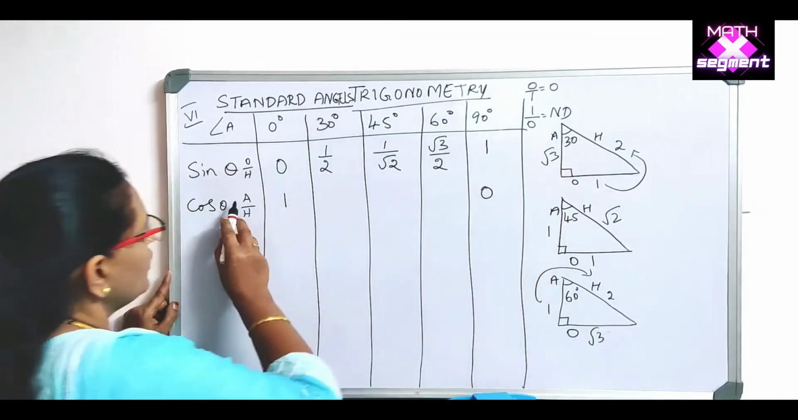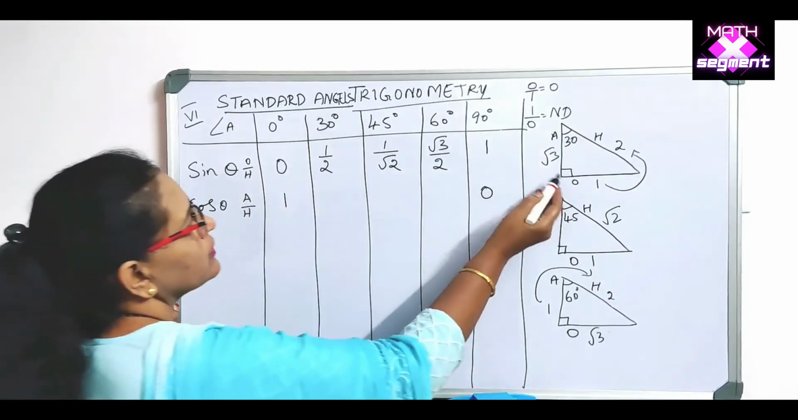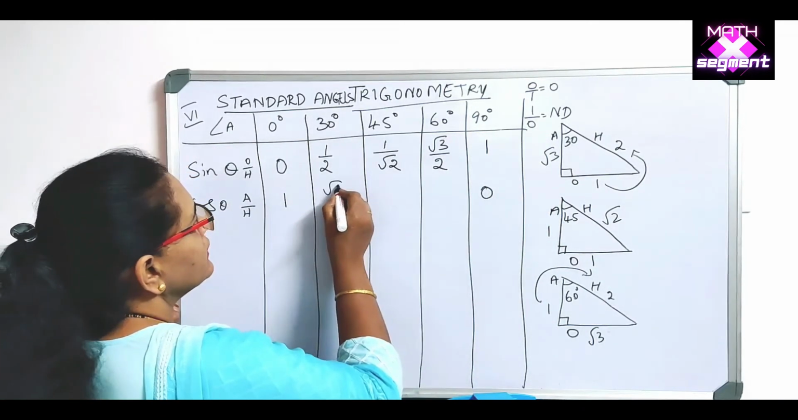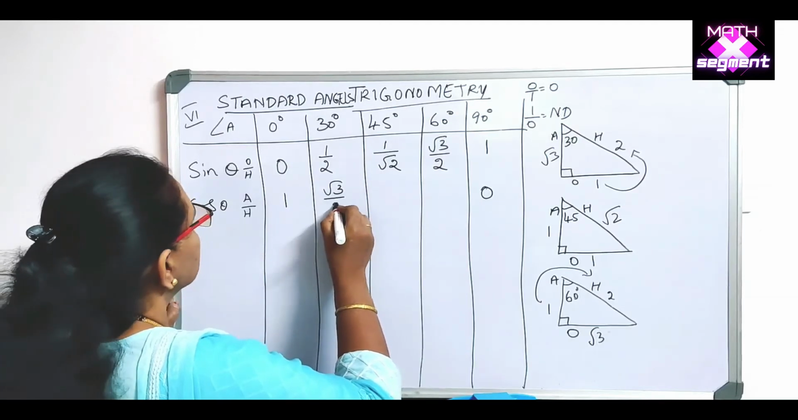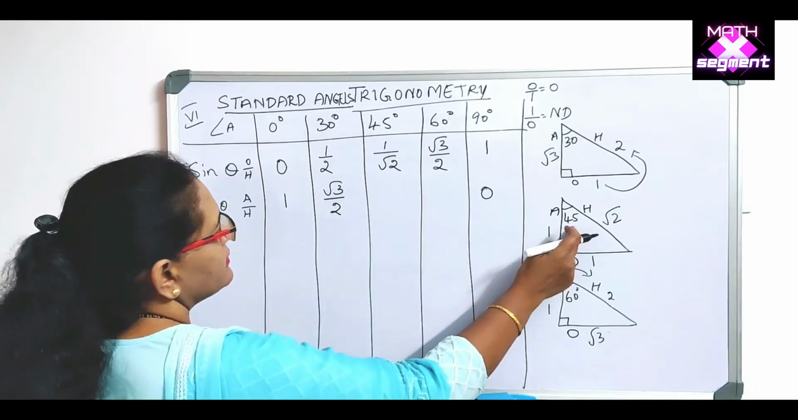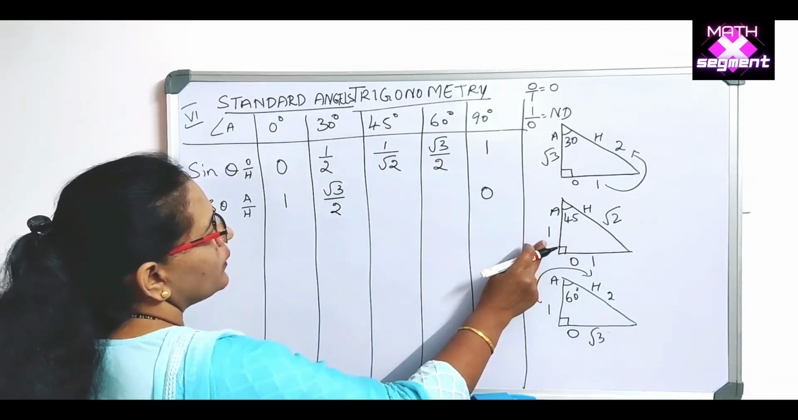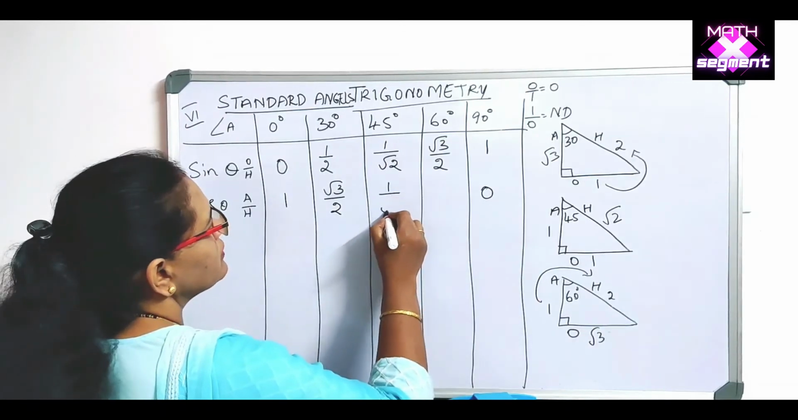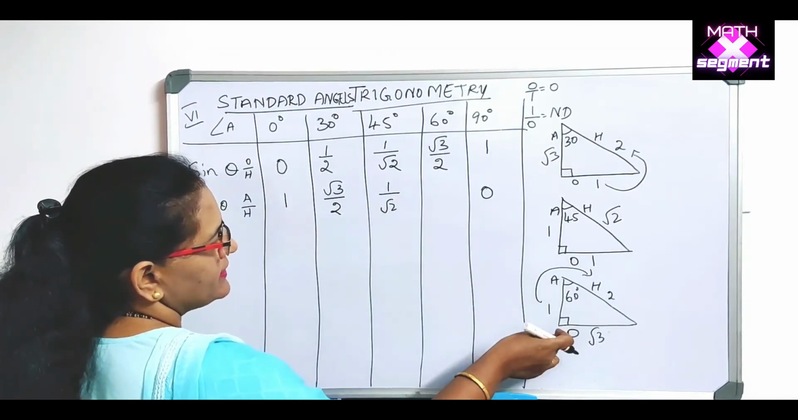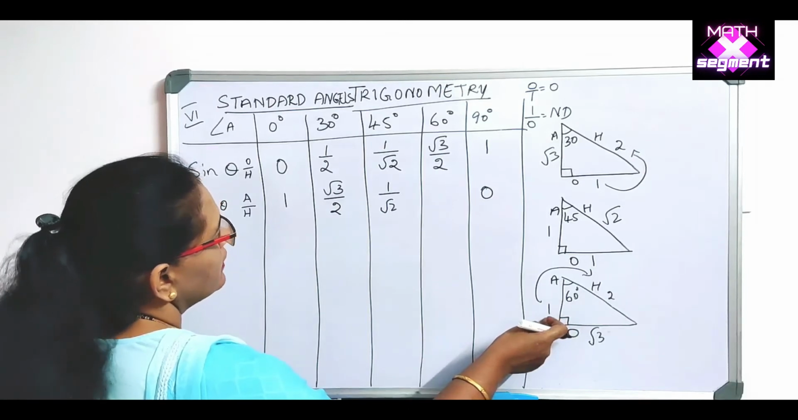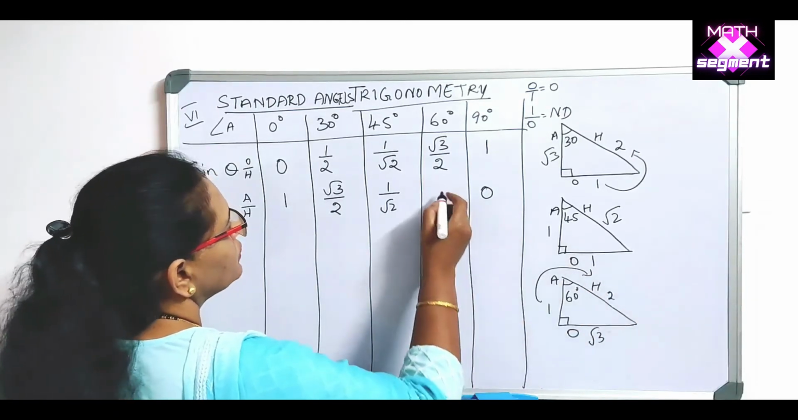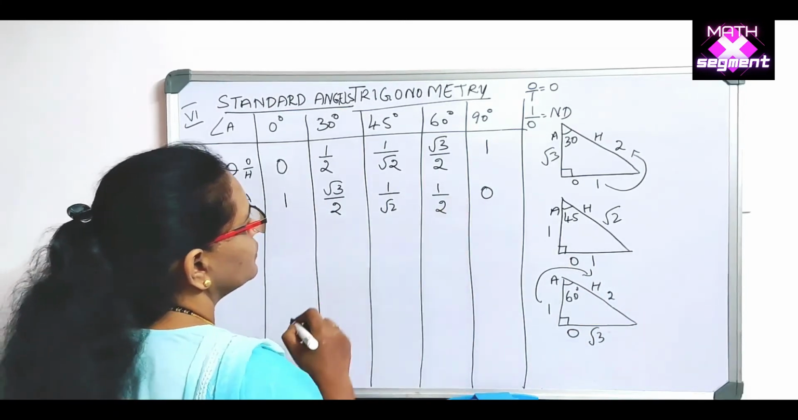Now cos 30. So cos 30 is what? Adjacent by hypotenuse. Adjacent is root 3 divided by hypotenuse is 2. For cos 45, adjacent is 1 and hypotenuse is root 2. For cos 60, adjacent is 1 and hypotenuse is 2. So it is 1 by 2.